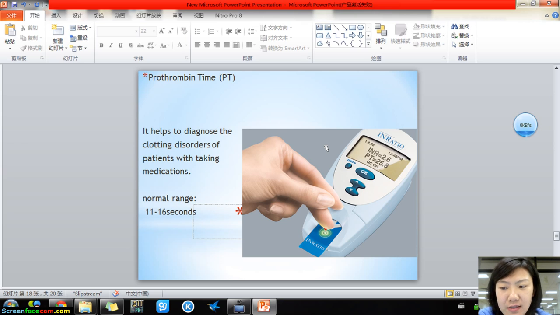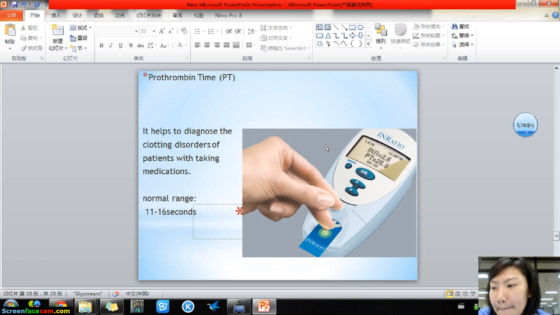PT is the blood test that measures how long it takes for blood to clot in liquid protein, and it helps to diagnose the clotting disorders of patients taking medications. The blood sample is taken by puncture and collected into a closed container, and it measures the clotting time of plasma in the presence of thromboplastin. And the normal range is 11 to 16 seconds.